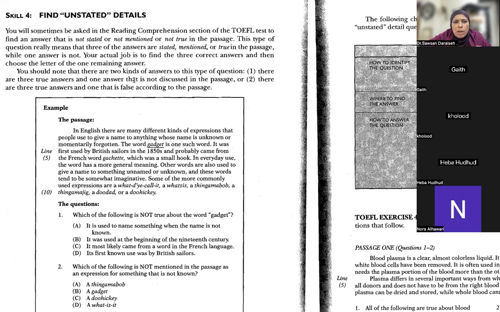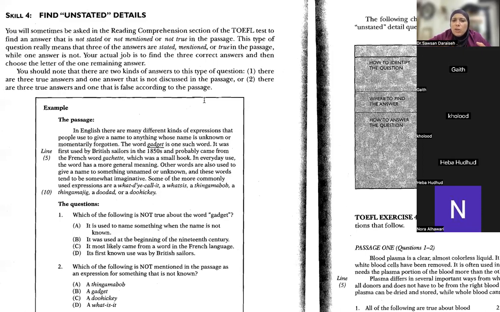You should know that there are 2 kinds of answers to this type of question. There are 3 true answers and 1 answer that is not discussed in the passage. Sometimes there are 3 true answers and one that is false, according to the passage. So it is either not mentioned or false. Choose what is not mentioned, or choose the false one, the one that is not consistent with the text.